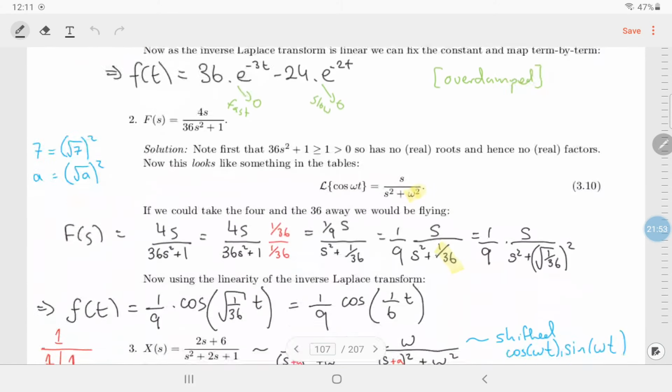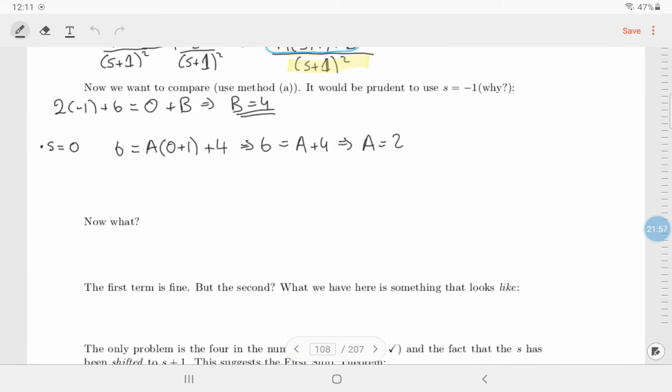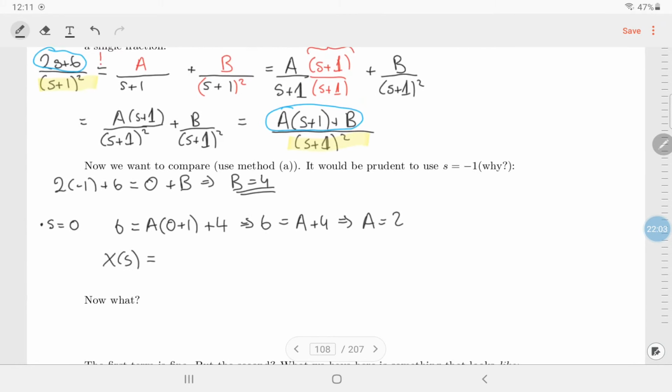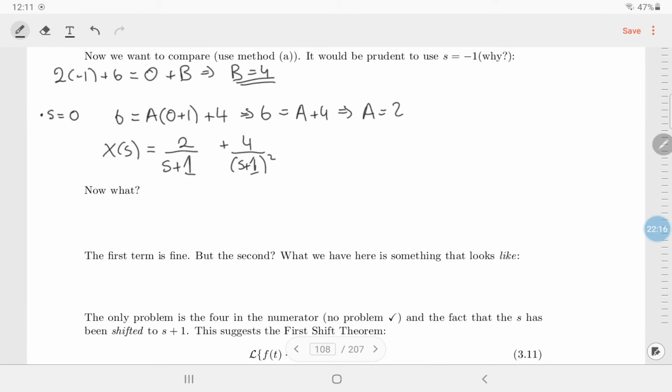Has it got a name? X of s is equal to a, which is 2 over s plus 1, plus b, which is 4 over s plus 1 squared. Right, so this is what we're looking at. Now we want to send this back.